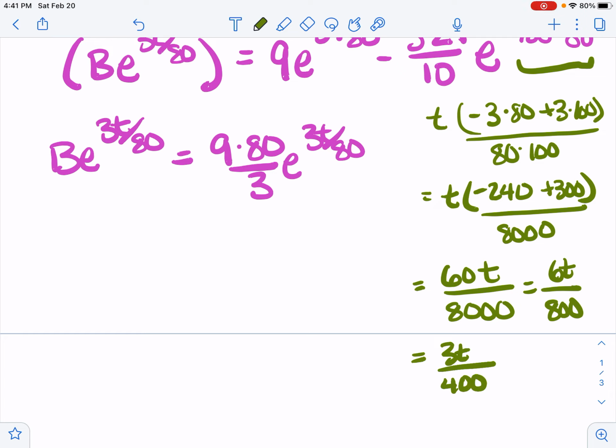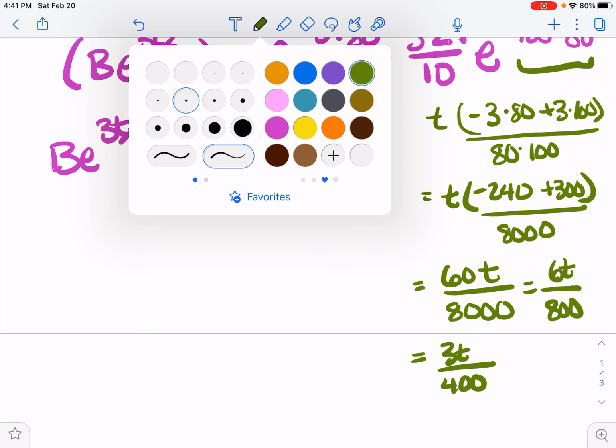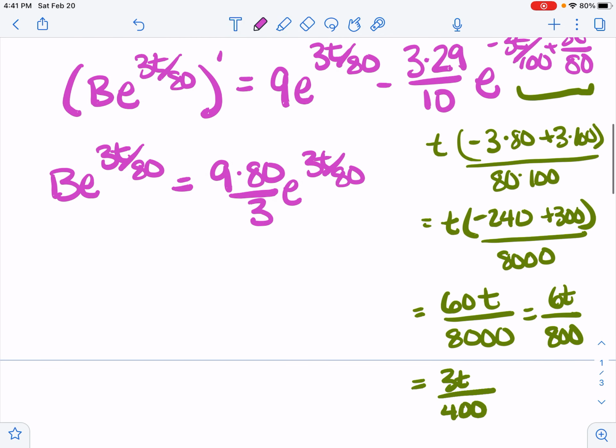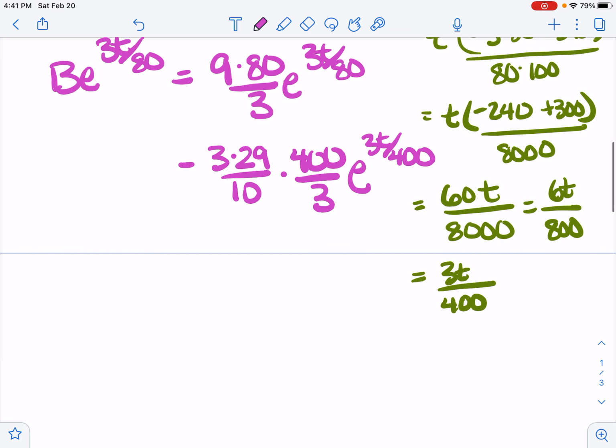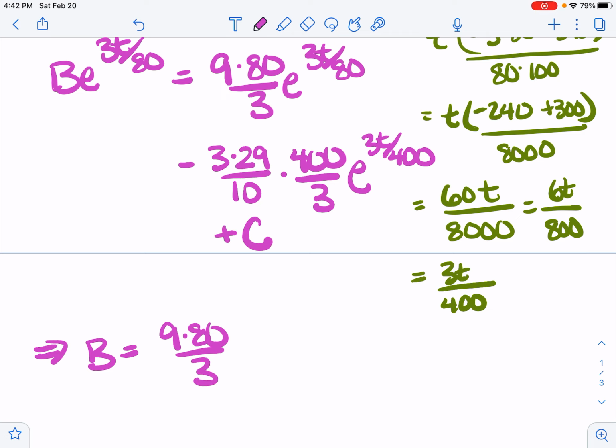All right. So that means that the integral there is going to give us a minus 3 times 29 over 10 times 400 over 3 times e to the 3t over 400. Woo! All right, that was a lot of work. And we now solve for b, and b equals 9 times 80 over 3 plus c, constant of integration.